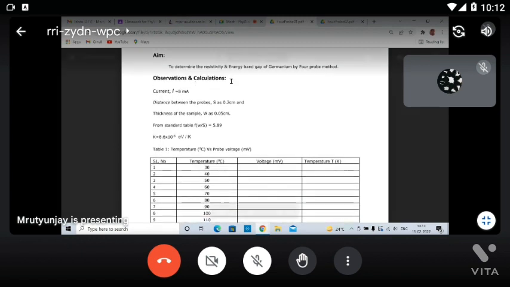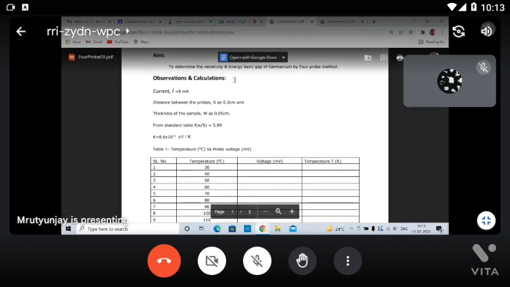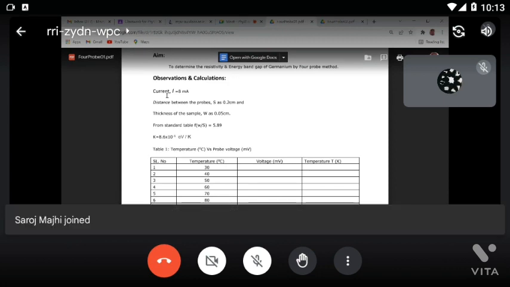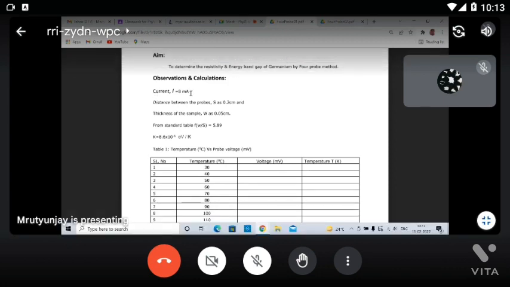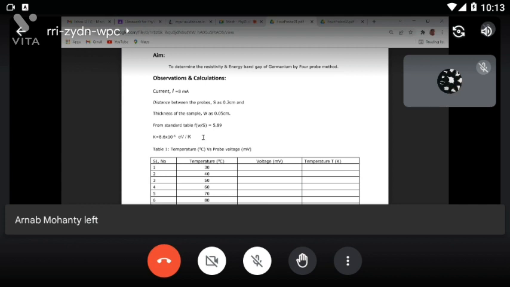See, observation and calculations. At the time of noting observations, you have to keep the current constant at 8 milliampere. The distance between the probes is given as S = 0.2 centimeter, and the thickness of the semiconductor sample is W = 0.05 centimeter. From the standard table, we have already found F of W by S is 5.89, and K is 8.6 into 10 to the power minus 5 volt per K.